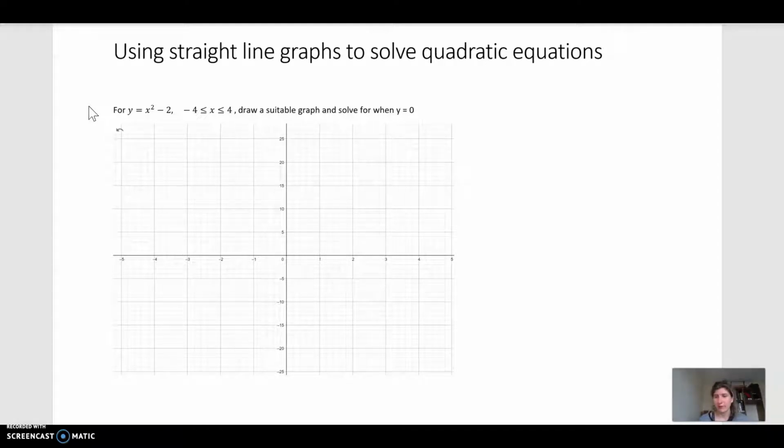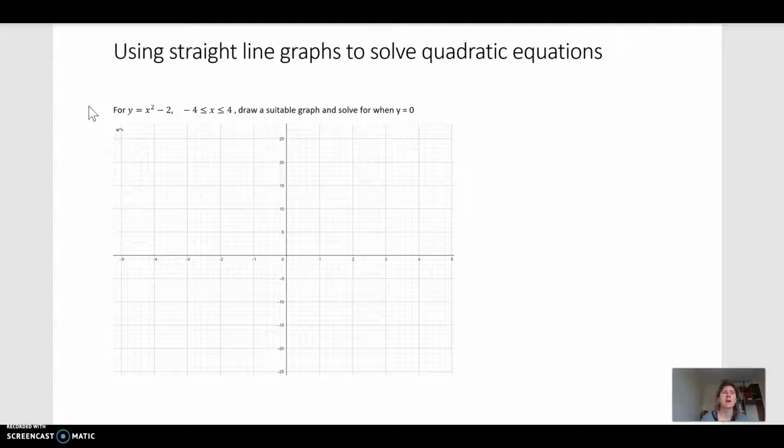I don't love this little bit of a topic, mostly because we have so many other ways of solving quadratics other than using graphs. We have the quadratic formula, we have factorizing, we have just kind of simple solving, and they're all very quick, very easy, and they're stuff that we're really used to.